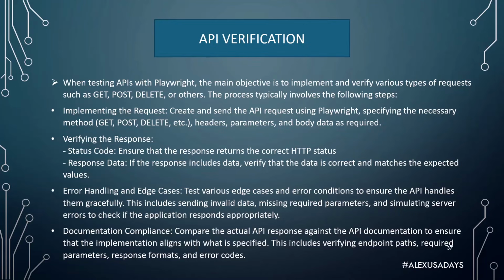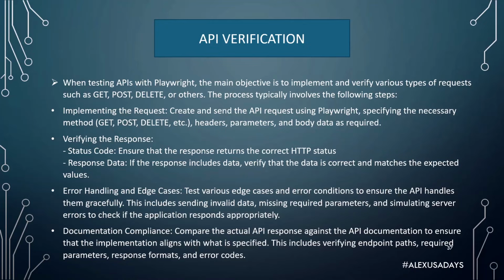So the response could be the status code, ensure that the response returns the correct HTTP status, and verifying response data. If the response includes data, verify that the data is correct and matches the expected values. We also want to do error handling and edge cases verification. So test various edge cases and error conditions to ensure the API handles them gracefully. This includes sending invalid data, missing required parameters, and simulating server errors to check if the application responds appropriately. Also, we want to do documentation compliance verification.